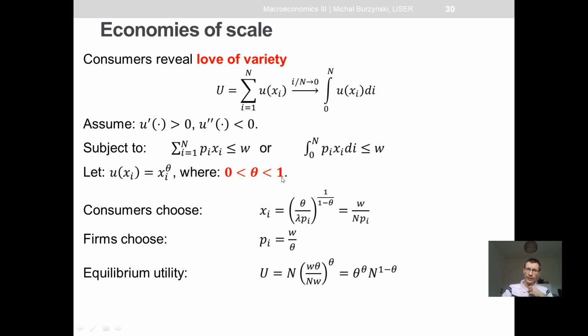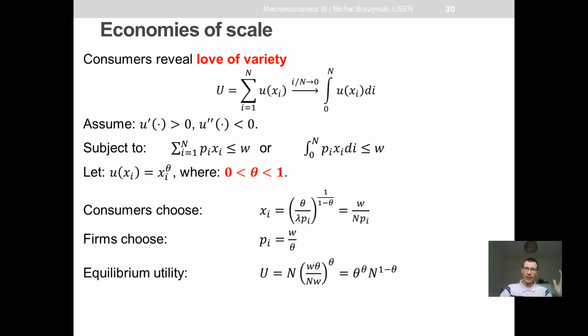If theta is equal to 1, we are in perfect competition, prices are equal to wages, varieties are almost perfect substitutes, and you see that the utility does not depend at all on the number of varieties. 1 minus 1 gives you 0, n to the power 0 is always 1, this is a constant, and theta to the power theta is equal to 1. It does not depend on varieties.